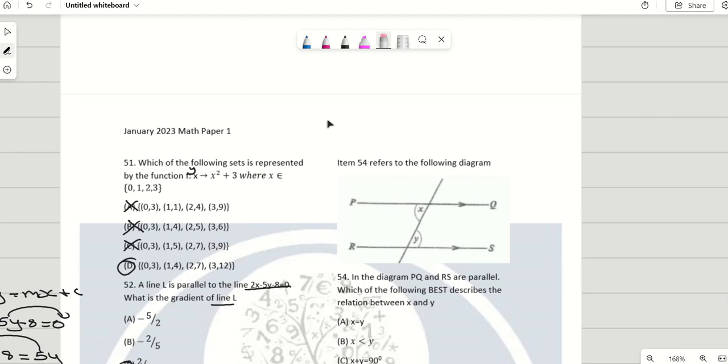Number 54. Item 54 refers to the following diagram, right? In the diagram, P, Q, and R are parallel lines. Which of the following best describes the relationship between X and Y? Now, guys, if you look at a shape like this, we see two parallel lines, right? We're seeing a Z, the shape of a Z, and the interior angles of a Z are equal. So that means X and Y are equal. So A is your answer for this question.